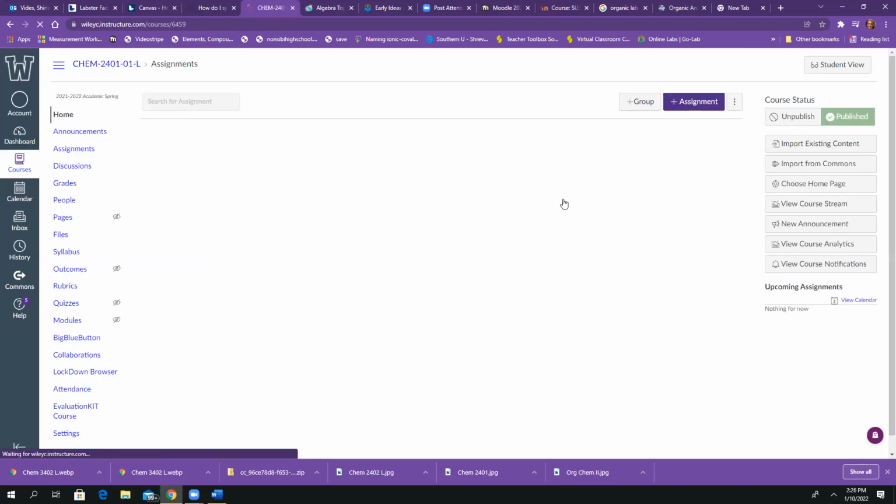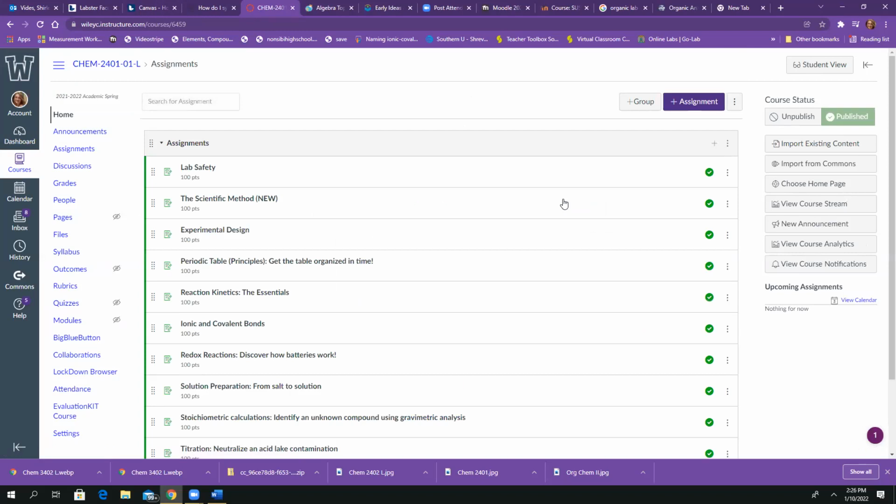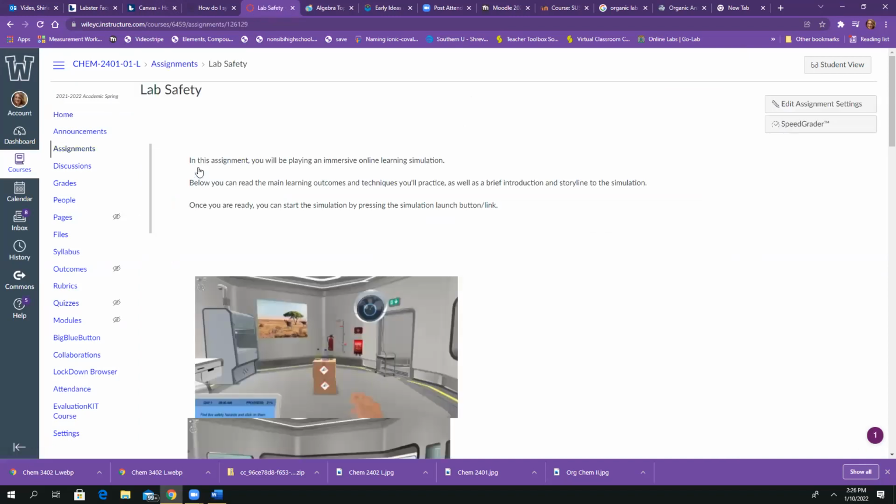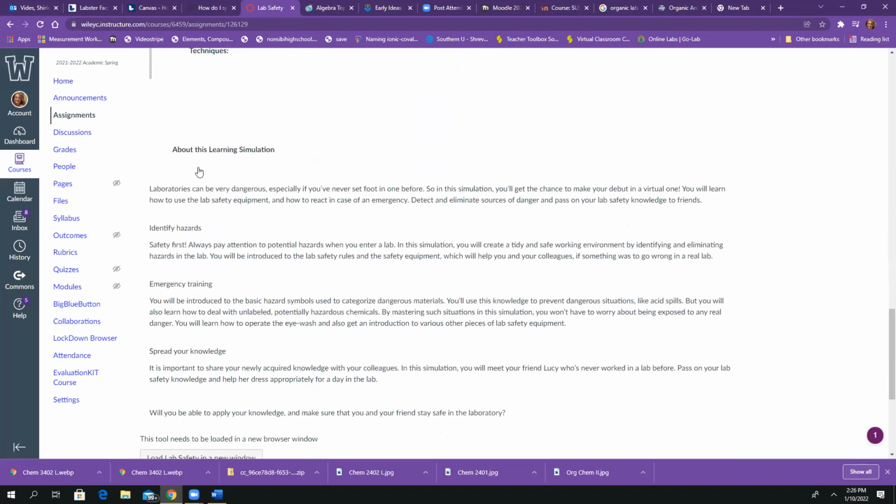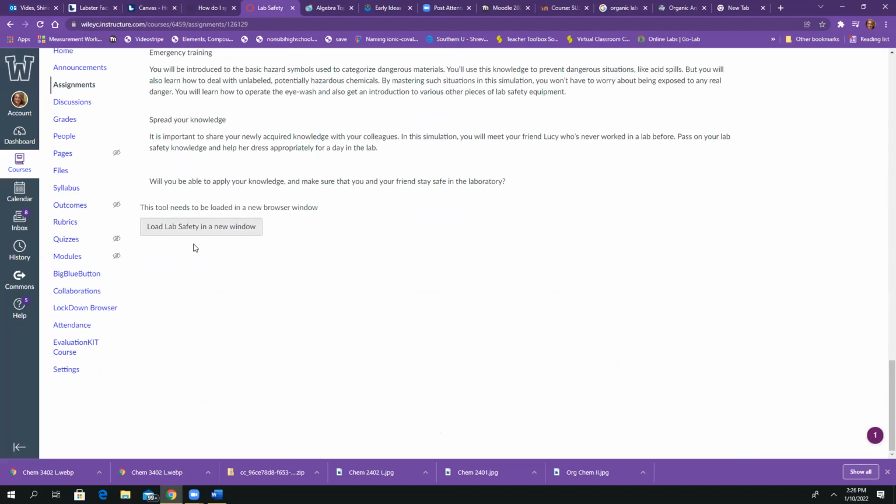Okay, so the lab is right here already. You see that? Everything is under home. It's all under assignments. So you just go to assignments and you go straight in. First thing you'll do is lab safety. And as you can see, it is a simulation. And you just click it right here, boom.